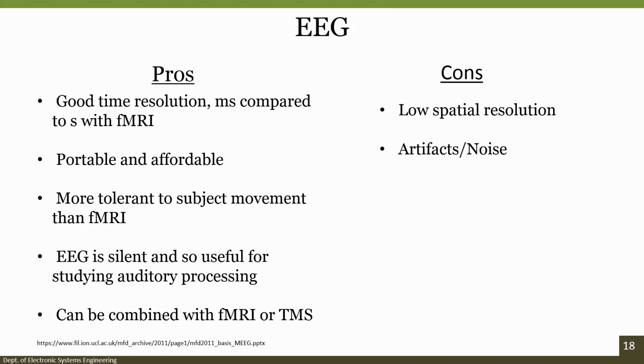Second, the EEG system is portable and affordable. In fMRI it is difficult, and EEG is more tolerant to subject movement compared to fMRI. EEG is silent and so useful for studying auditory processing, and it can be combined with fMRI or TMS.